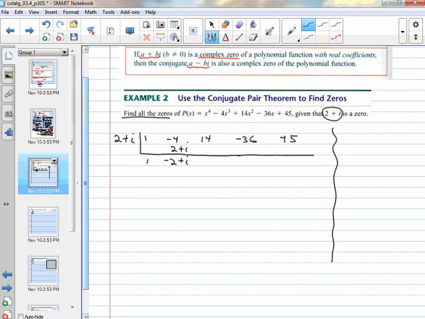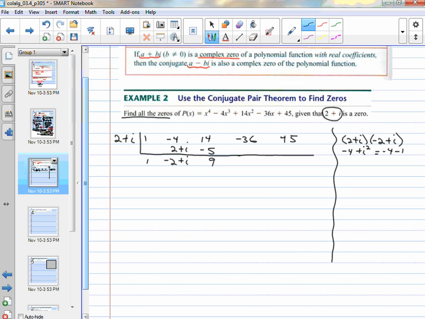So what I do, you'll have more room. I do it over here. 2 plus i times negative 2 plus i. I need to multiply these together so I can figure out what I write under that 14. Well, first terms is negative 4. Outside is 2i. Inside is negative 2i. That's gone. Last terms are plus i squared. Well, what's an i squared? Negative 1. So what's negative 4 minus 1? Negative 5. When I multiply those together, I get a negative 5. Okay, 14 minus 5, 9.